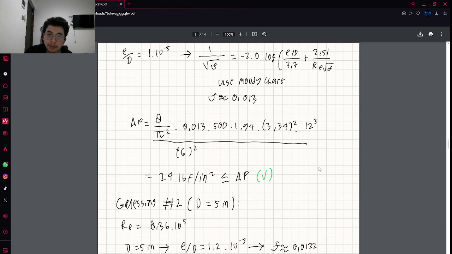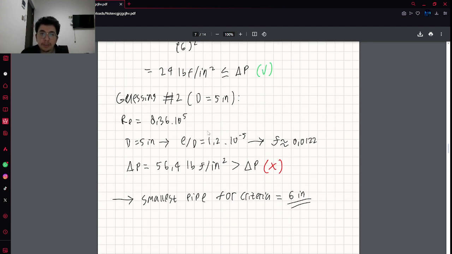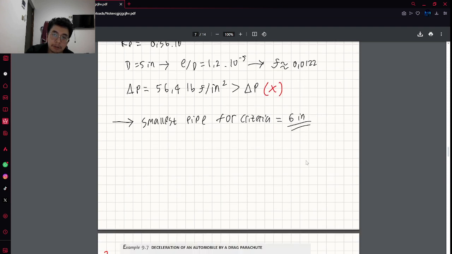Basically 24 is lower, so it's correct, but I'm going to guess again. I'm going to go lower, which is 5 in. I assume it to be 5 in, and basically the pressure is too high. Because the pressure is too high, it's not capable, so it's not efficient for the pipe to be 5 in. So basically the answer for this is 6 in.